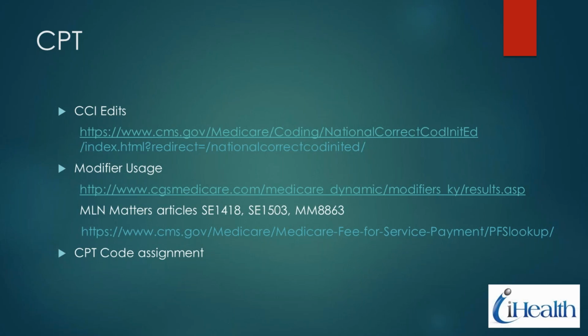Modifier usage. CMS and your local MAC are good resources for information such as modifier usage. For example, a couple of years ago they came out with new modifiers, XE, XP, XS, and SU versus modifier 59. And your carriers are good resources for when to apply these. I've also included some MLN Matters articles, which are CMS articles that are very good for modifier usage.